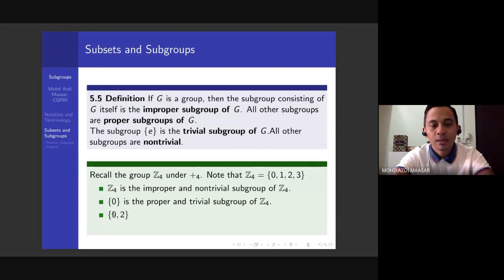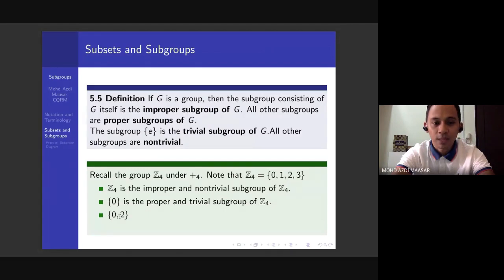Second, you check whether the operation is closed in this subset. To check for closure, of course, we need to check every possible ordered pair and map it into this function of addition modulo 4. So 0 plus 0 is 0, which is in here, closed. 0 plus 2 is 2, closed. 2 plus 0 is 2, closed. 2 plus 2 under addition modulo 4 is 0, closed. So we have considered all the possible ordered pairs.